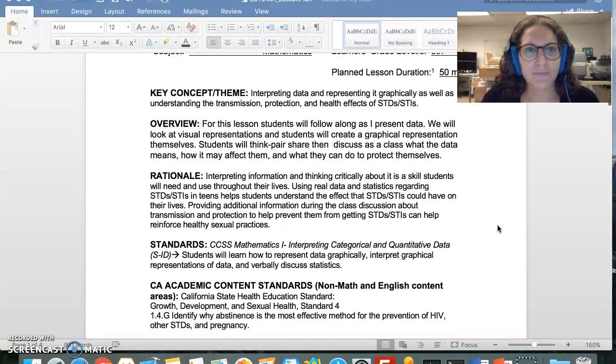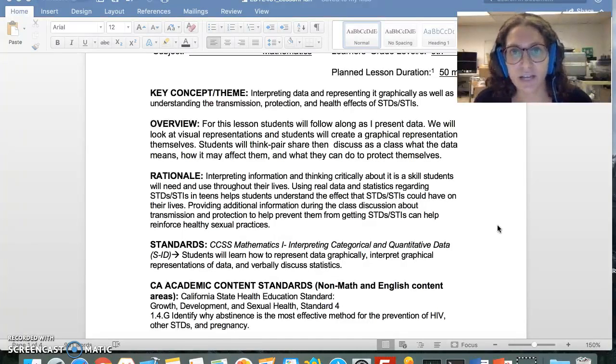So for the lesson, students will follow along as I present the data, and we'll look at visual representations, and then we'll do a little bit of think, pair, share, discuss as a class, and the ending assessment will be students in pairs will create a graphical representation of some of the data that I offer them to choose from, and then they'll have to describe in a sentence what the data represents mathematically and then what it means to them as students and adolescents.